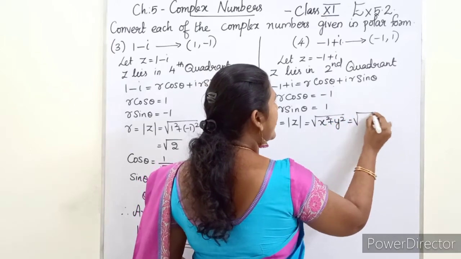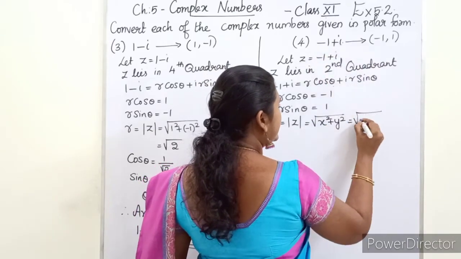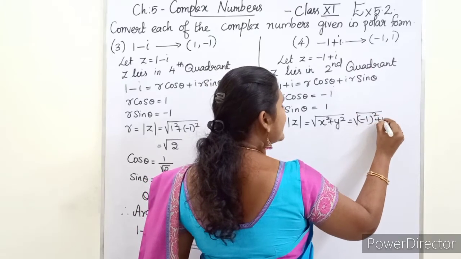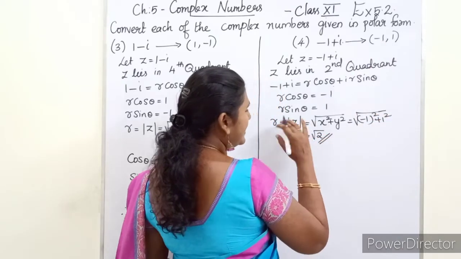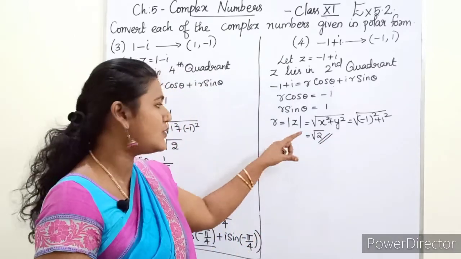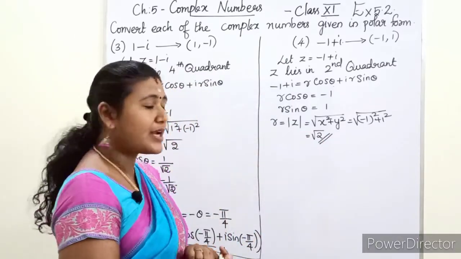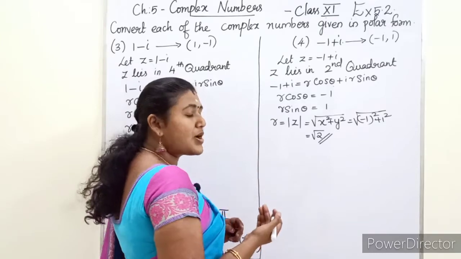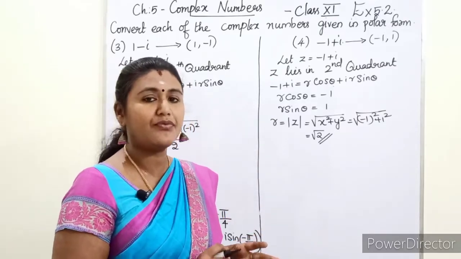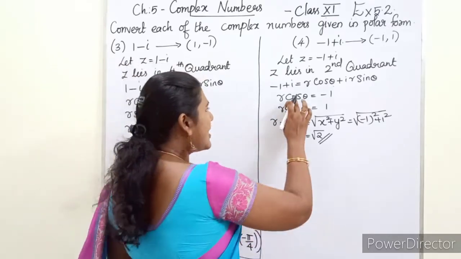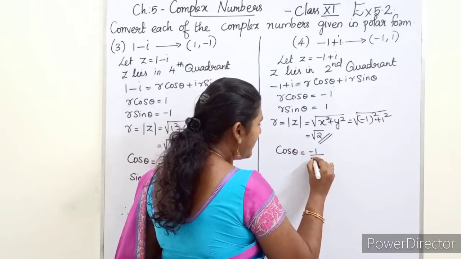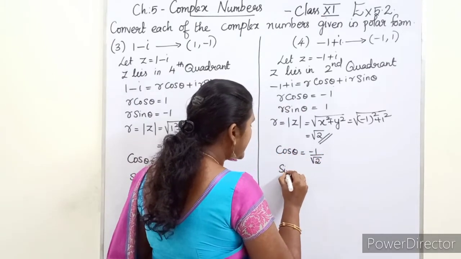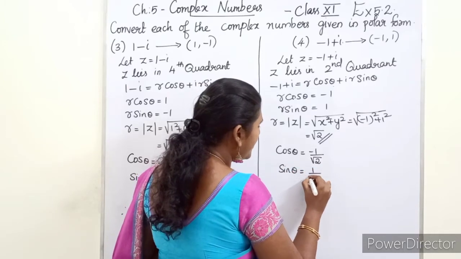What is x and y? Real part and imaginary part, that is minus 1 the whole square plus 1 square. So the value of r is root 2 only. So in this case also the modulus value is root 2. Now we will find the argument theta. If you want to find the argument, first we have to find the theta value. So what is cos theta? From this, cos theta is equal to minus 1 by root 2, sin theta is equal to 1 by root 2.